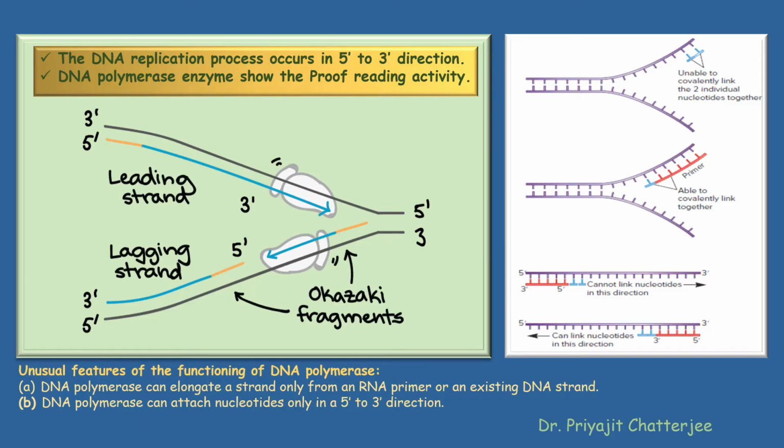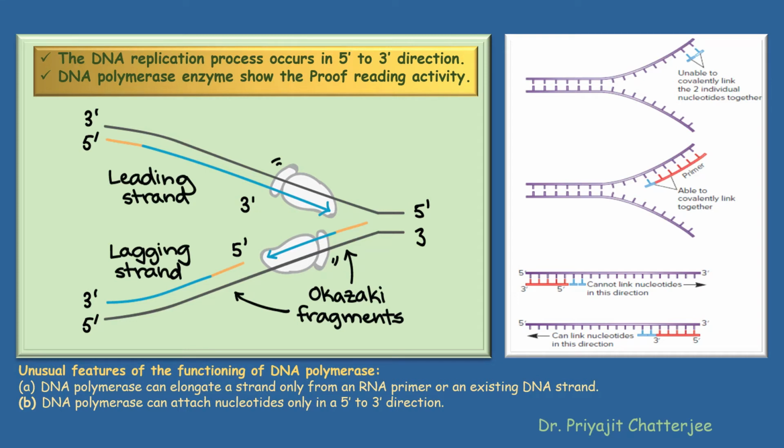In 1968, in a paper in PNAS, Reiji and Tsuneko Okazaki and their colleagues proposed that the lagging strand is replicated discontinuously in the form of small fragments. Later, these small fragments were named as Okazaki fragments.